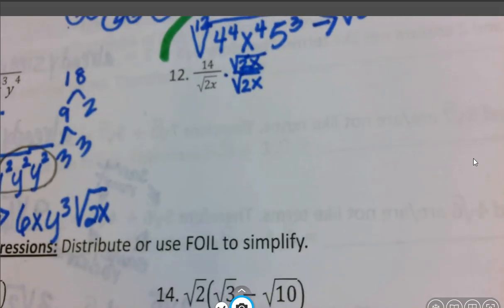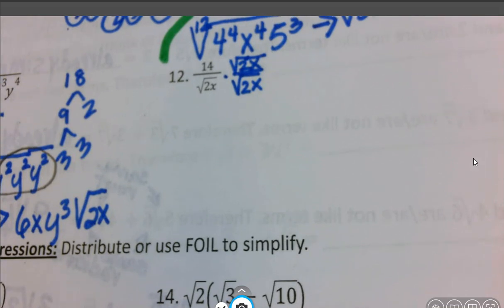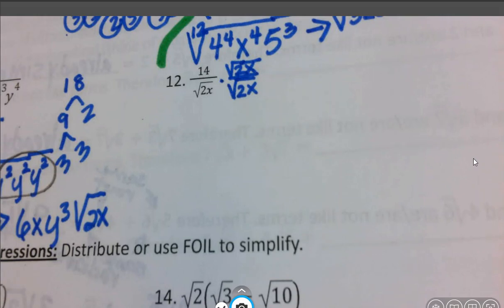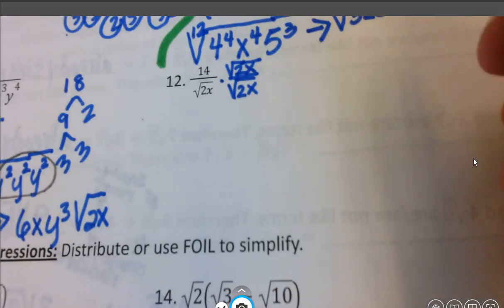Now, what this is going to do is get rid of the square root in the denominator, and it's actually going to put the square root in the numerator. And some people would say that's not really simple, but mathematicians decided that this was a rule a long time ago, that you can't have a radical in the denominator.